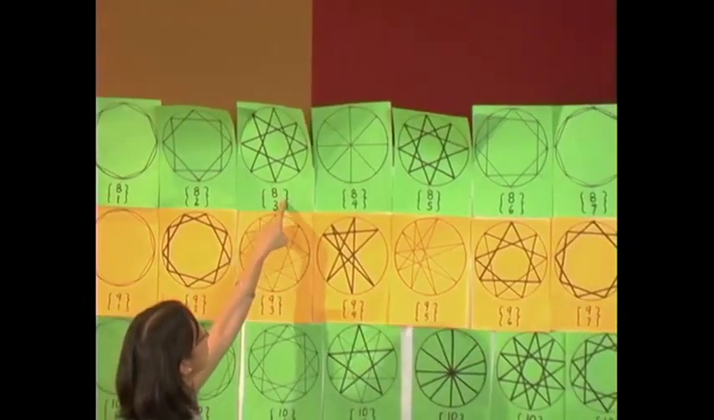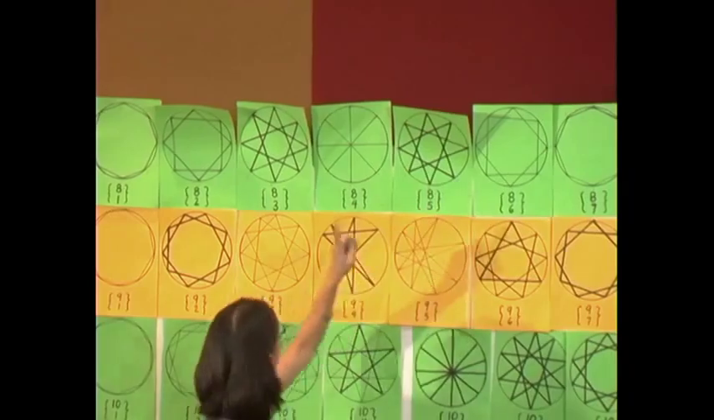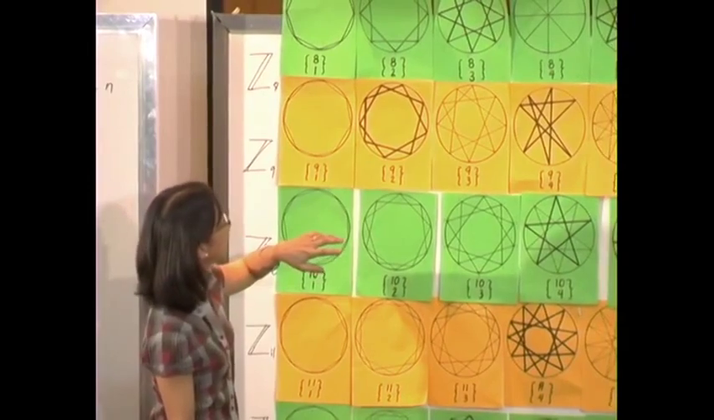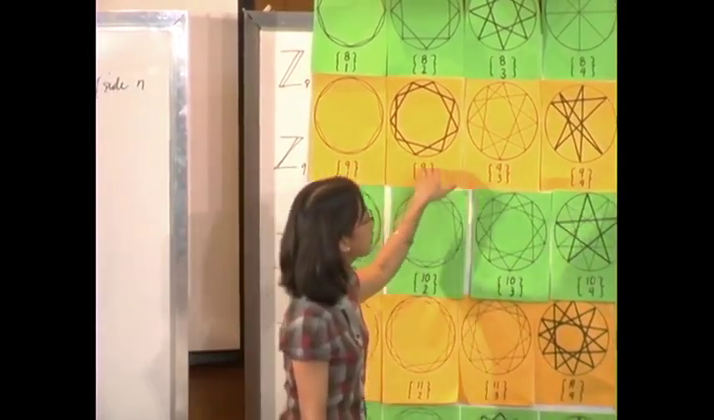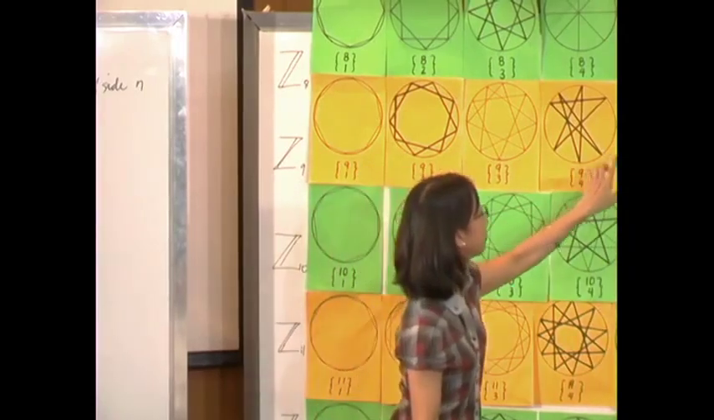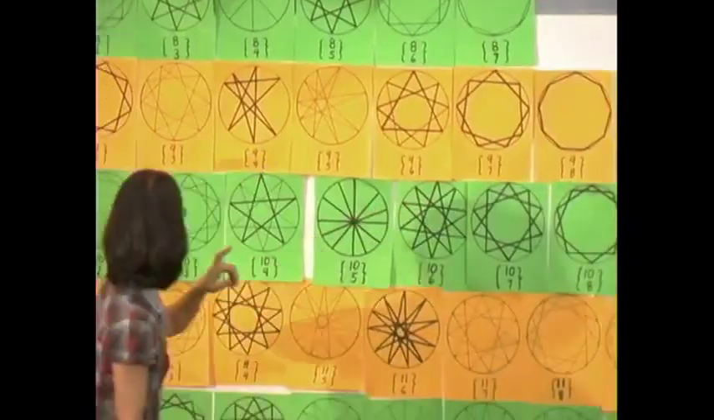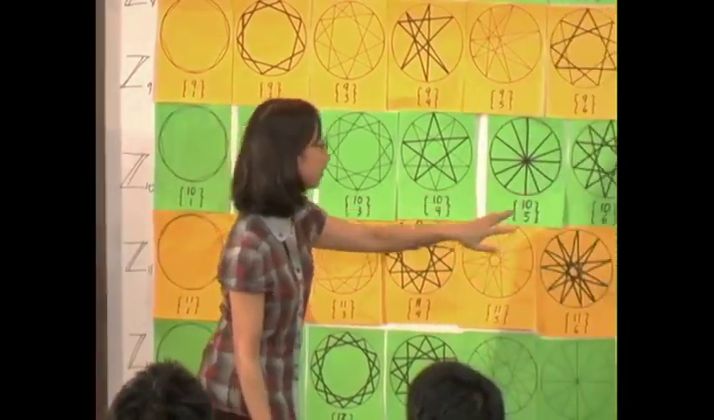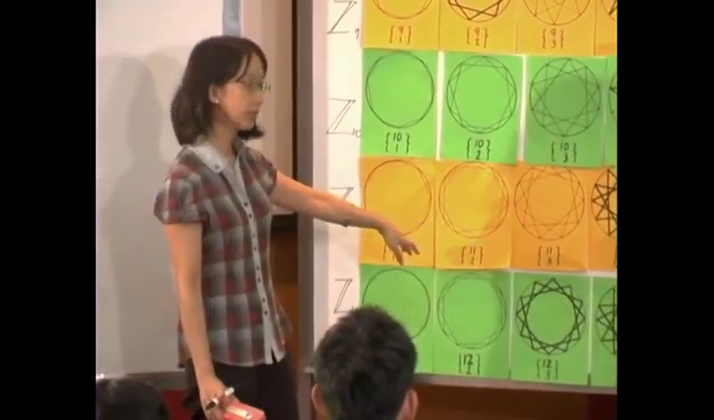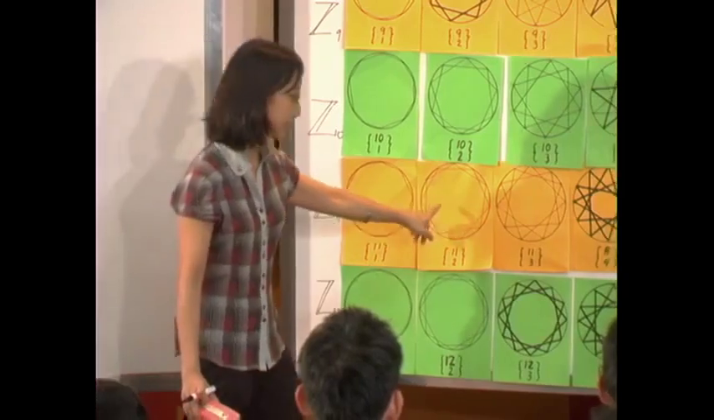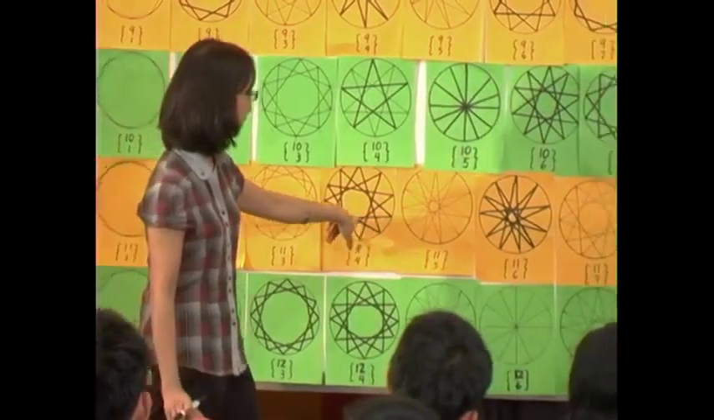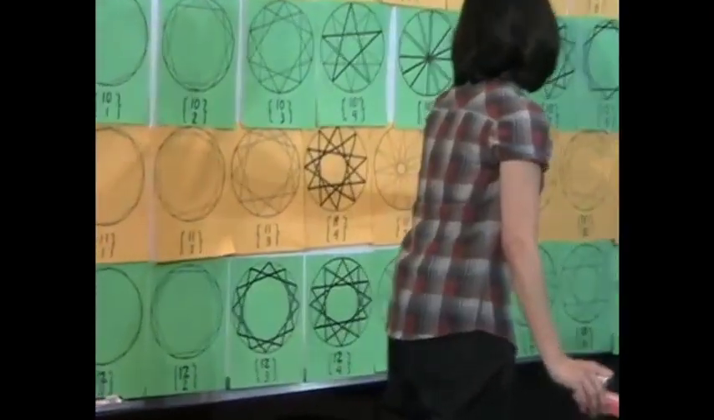8-3 was done continuously, and so was 8-5. Here, which ones were done continuously? 9-2, 9-4, and of course their partners 9-5 and 9-7. Here, which were done continuously? This one, 10-3, and the partner 10-7. How about 11? Yes, 11-2 and the partner, 11-3 and the partner, 11-4 and the partner, 11-5 and the partner.